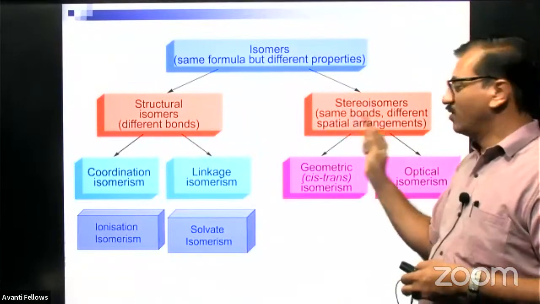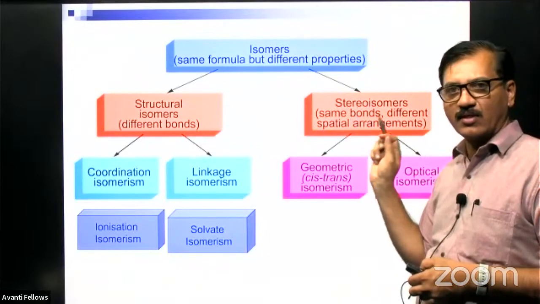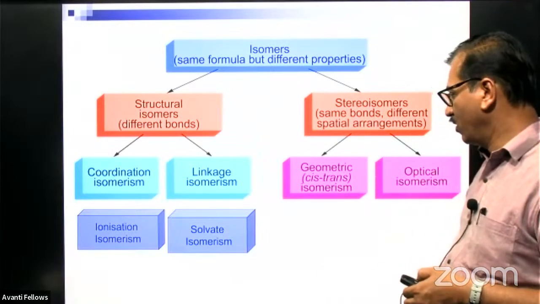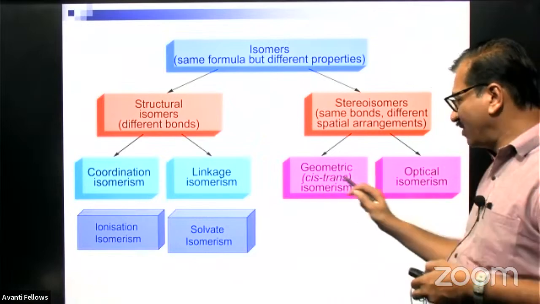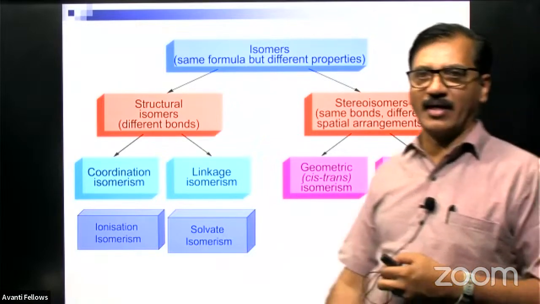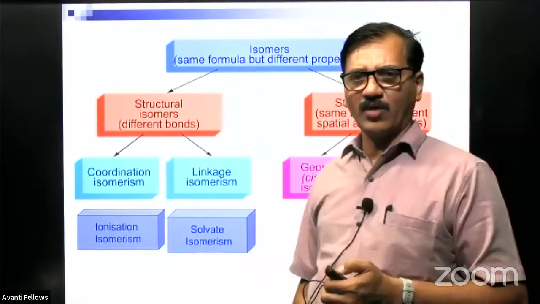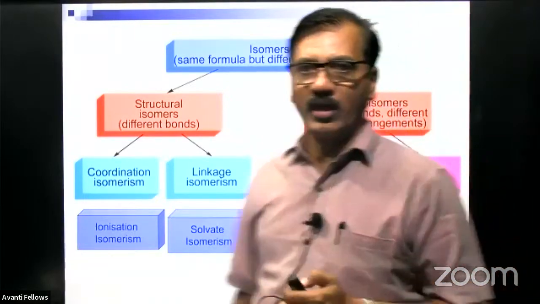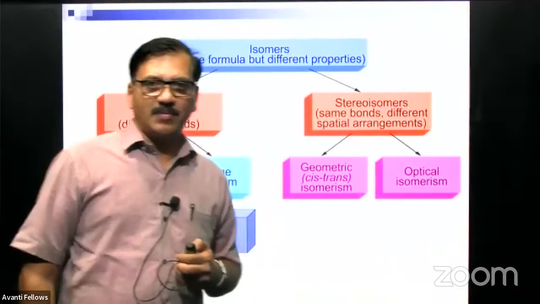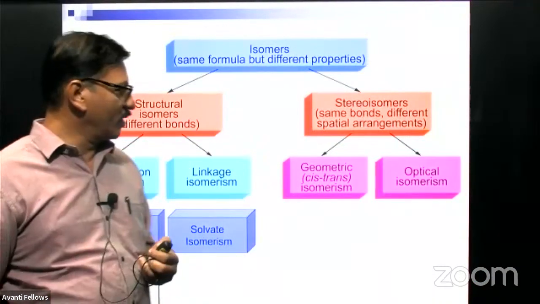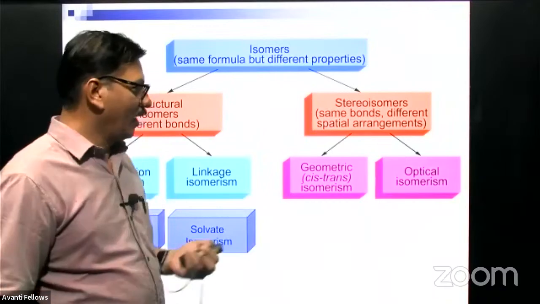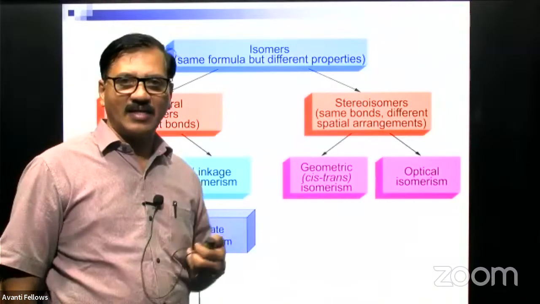Now come to the stereoisomers. Let us know about stereoisomers. Geometric isomers, cis and trans isomerism. Geometric isomers are cis and trans isomers. Okay, how are they arranged? In organic chemistry, we had cis and trans isomers, right? And in coordination compounds, let us see how it is present.